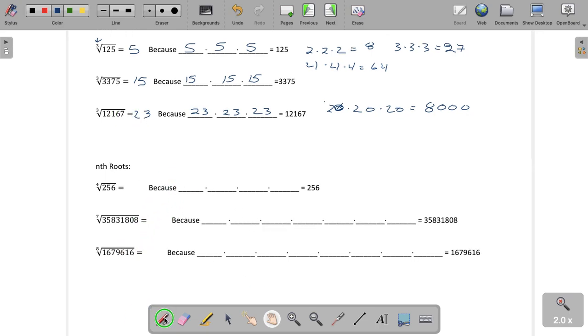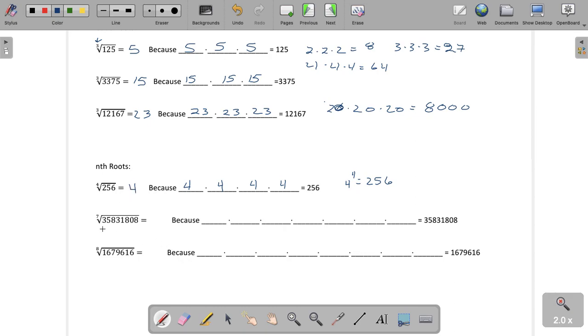Fourth root. Okay, you'll notice we have a 4. 1, 2, 3, 4. 4 times to get to 256. Okay, that answer turns out to be 4. Okay, 4 times 4 times 4 times 4, that equals 256. 4 to the 4th power equals 256. So this answer would be 4.